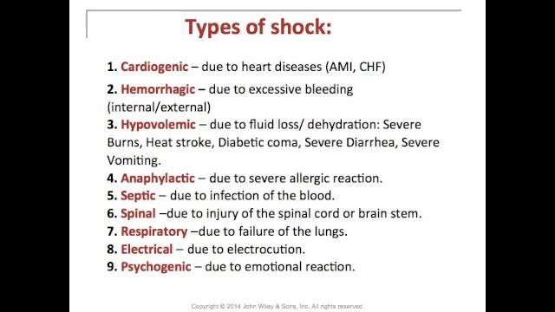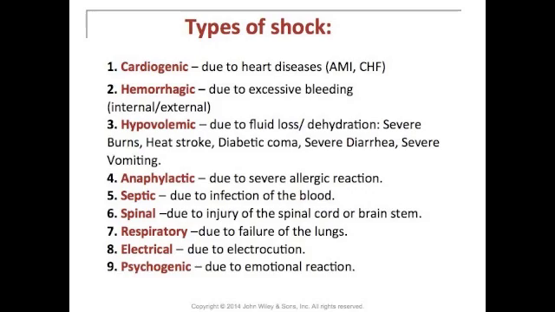So this next slide just goes through a number of different types of shock as well, and we've already talked about a couple of these, but we'll go through it. Cardiogenic shock is due to heart diseases. Hemorrhagic shock is due to excessive bleeding. Hypovolemic shock is due to loss of fluid, dehydration, severe burns, heat stroke, diabetic coma, severe diarrhea, severe vomiting. Anaphylactic shock is due to a severe allergic reaction.